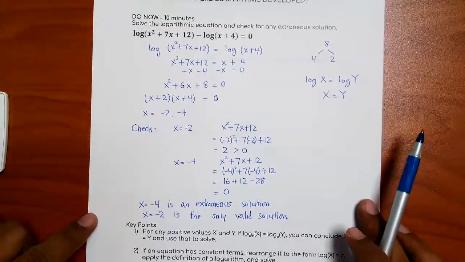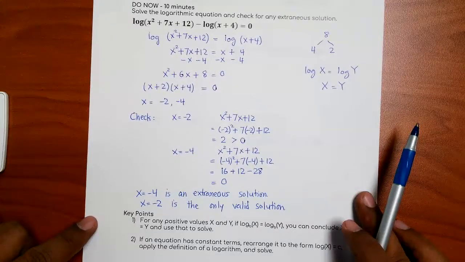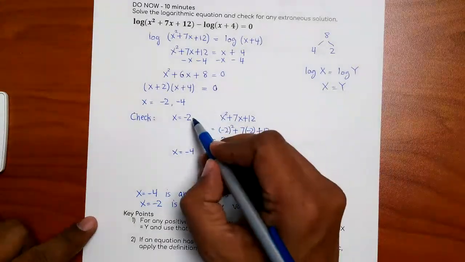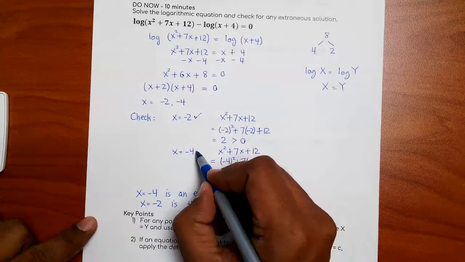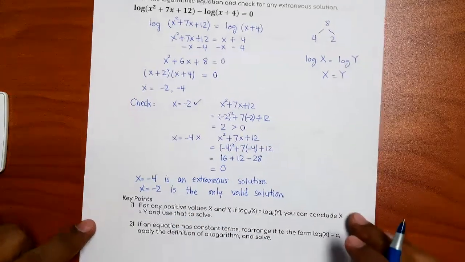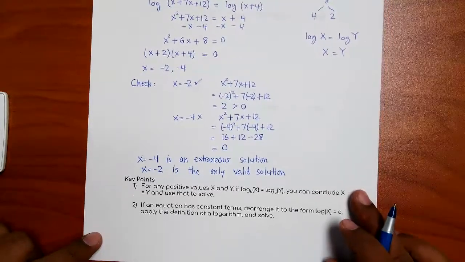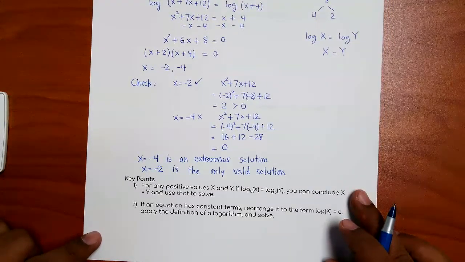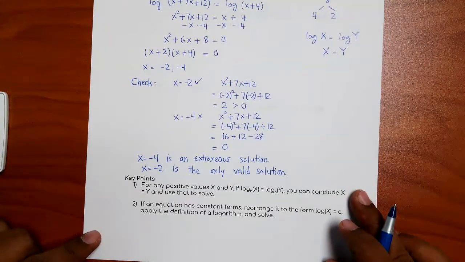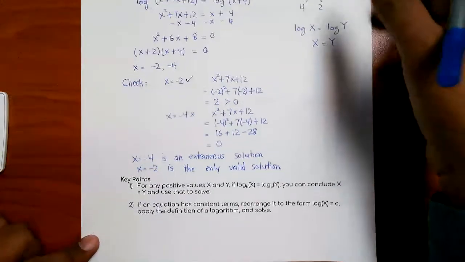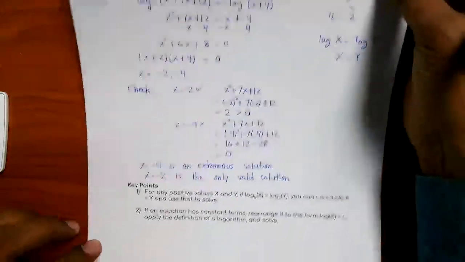We checked for the validity of the two solutions. This was okay, and this was an extraneous solution. So we had to eliminate this option, and we say that in the end, x is equal to -4 is an extraneous solution, and x is equal to -2 is the only valid solution. So this is how you solve logarithmic equations.